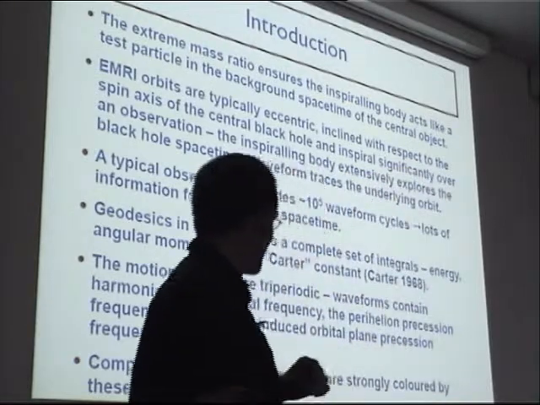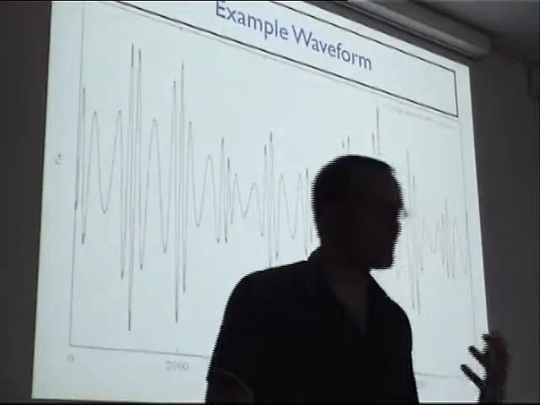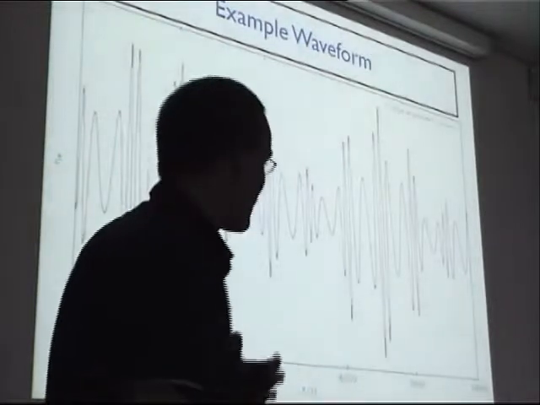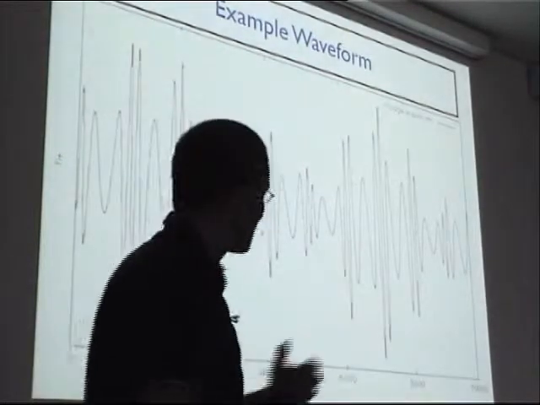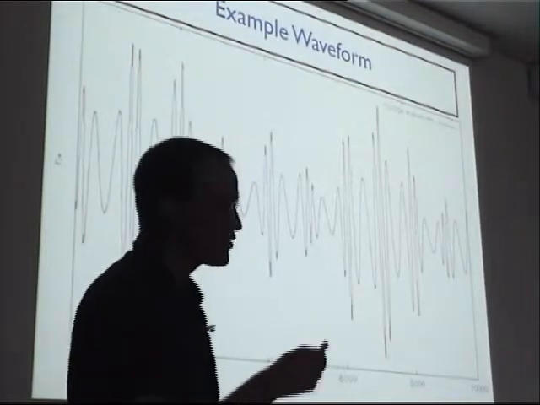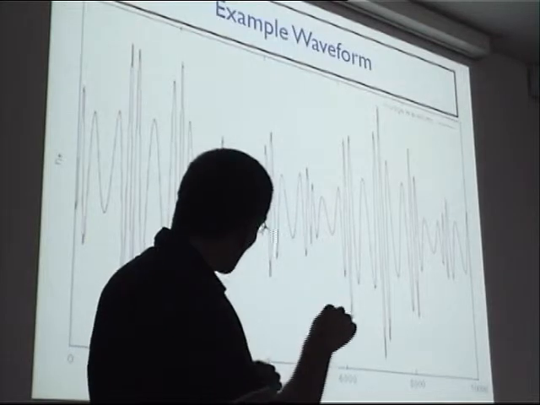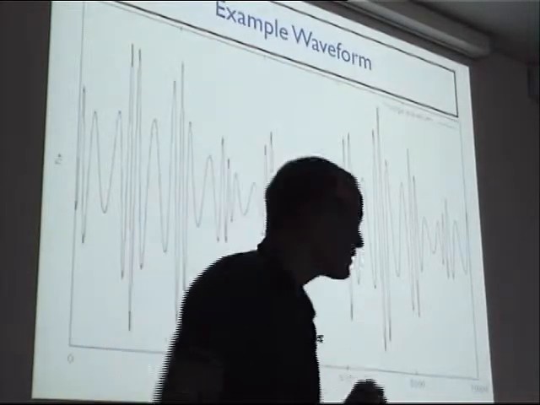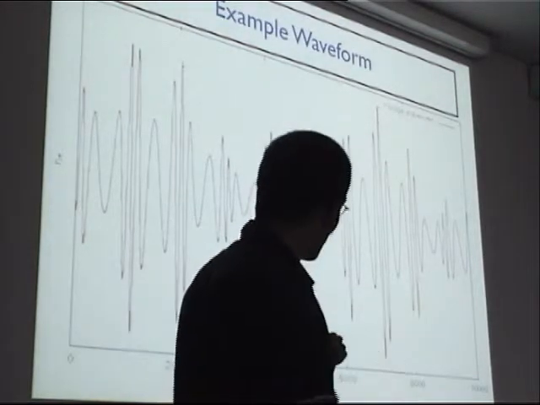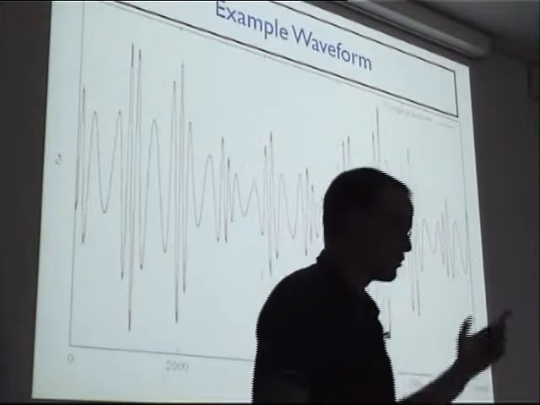And the waveforms we see from EMRIs are strongly colored by all of these effects. This is a sample waveform. It's actually one of the numerical kludge waveforms, but it's quite similar to things that Lior and Kurt were showing. You see modulation due to the spin-orbit coupling. You see bursts of radiation from the whirl phase, which is the extreme perihelion precession when the particle is close to the central black hole, and then you see a lower frequency component when the particle is zooming out towards apastron.